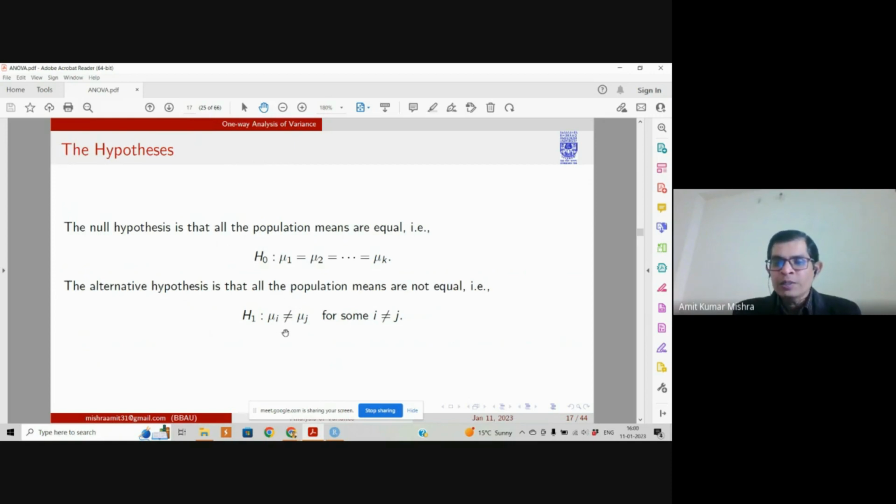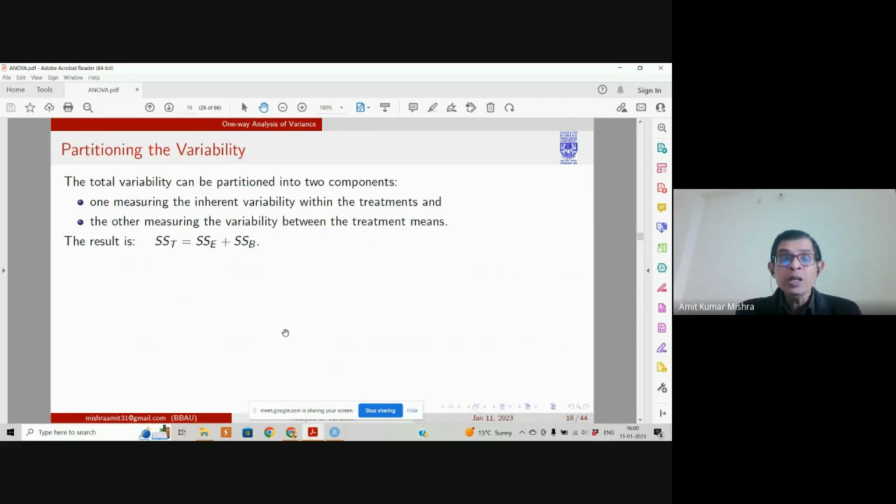And the alternate hypothesis is that at least two of them are different. Remember that I am saying at least two of them are different. I am not saying that all of them are different. So what we do actually, if you recall, I have said that we will focus upon two estimators of sigma square. One estimator will always work. One estimator will work efficiently if your null hypothesis is true. Otherwise, it will overestimate. Now we are going to see how to find those two estimators.